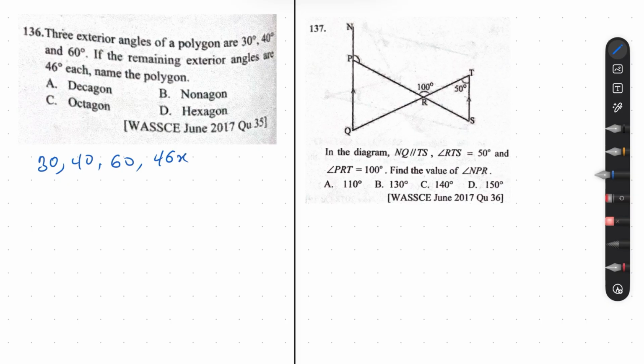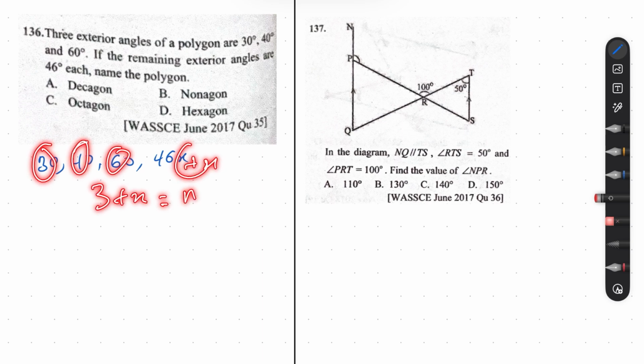Okay, so we have 3 angles here, and then we have x number of angles whose magnitude is 46. So we just need to find this x. Then we can find the total number of angles that are available. That will be 1 plus 4 plus, 1, 2, 3 plus x. So 3 plus x will be what?